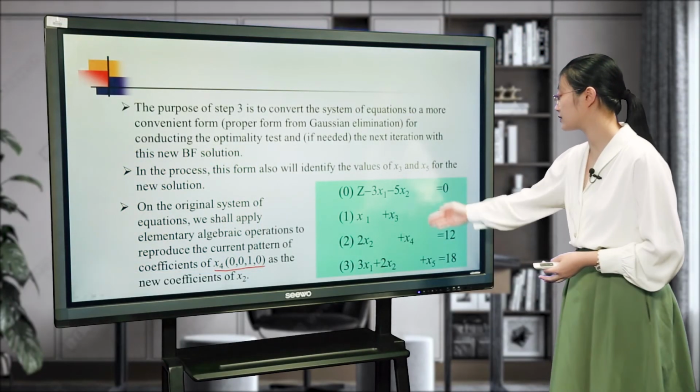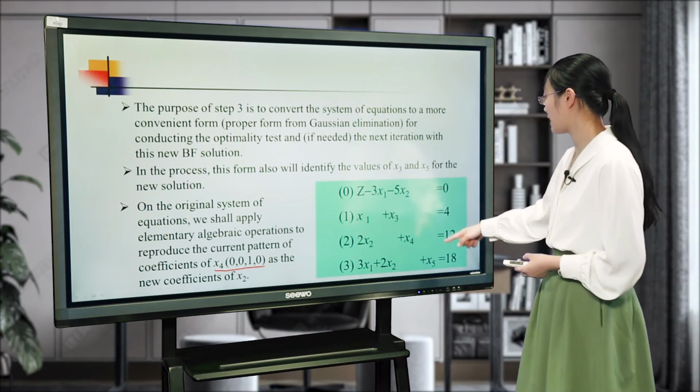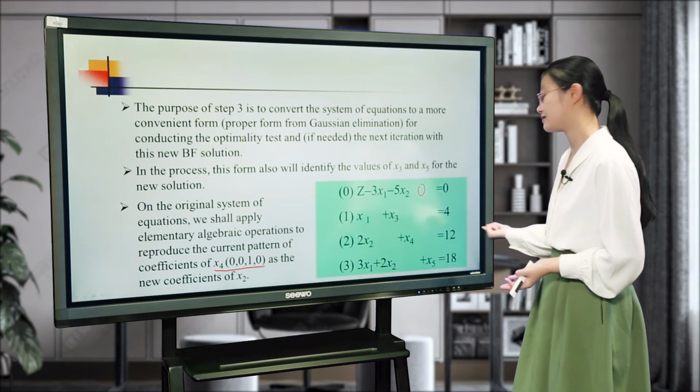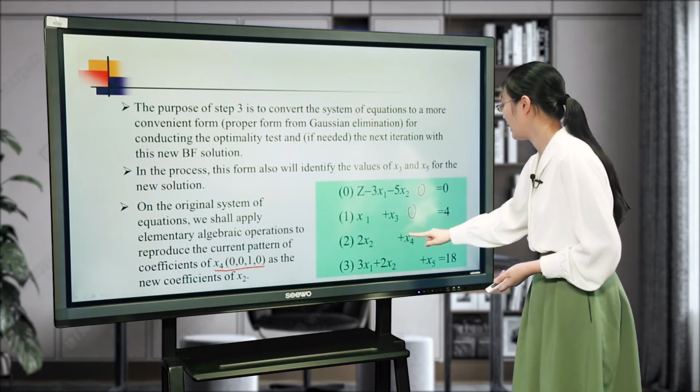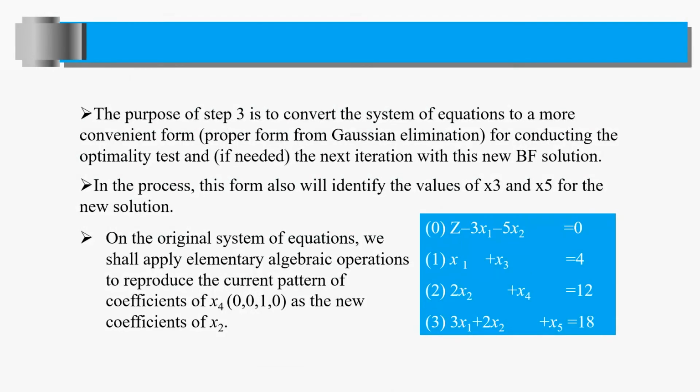If we read all these equations from 0 to 3, we can see the coefficients of x4 are 0, 0, 1, 0, because there's no x4 in the first equations. Now we want the variable x2 to have coefficients with the same pattern. How do we do that?